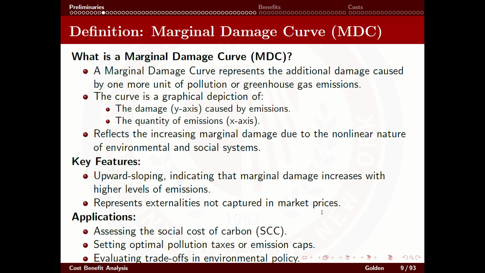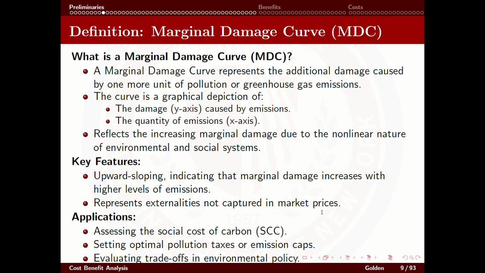So that is the cost of abatement. That's analogous to a supply curve. That's a marginal cost curve. On the other side, interestingly, we have a marginal damage curve. It represents the additional damage caused by one more unit of pollution and greenhouse gas emissions. This is actually your benefit or your demand curve in our analysis.